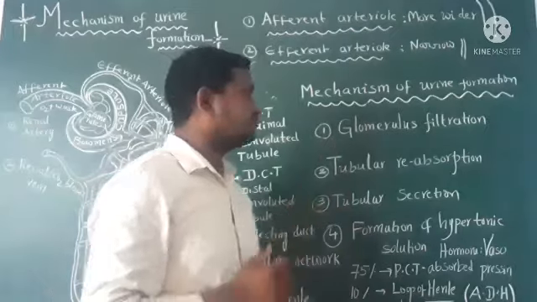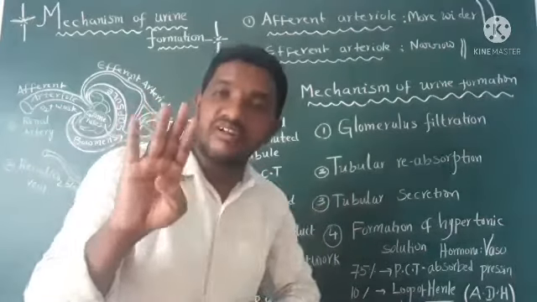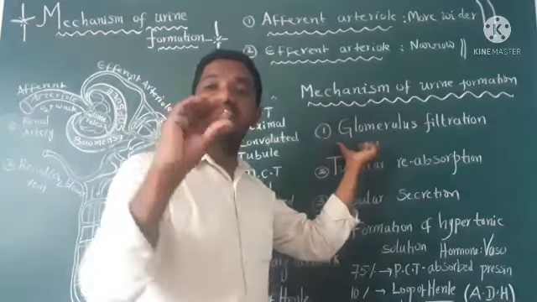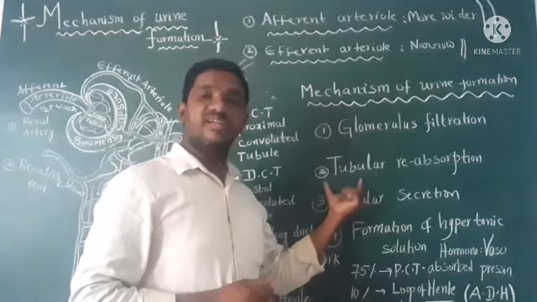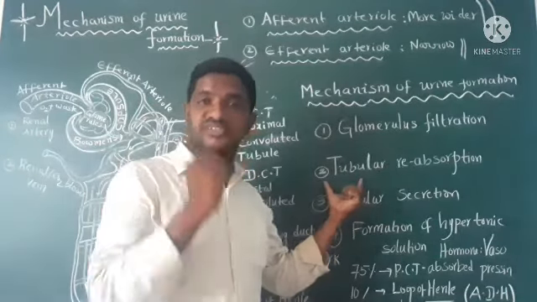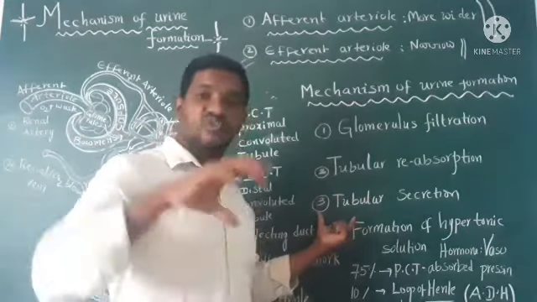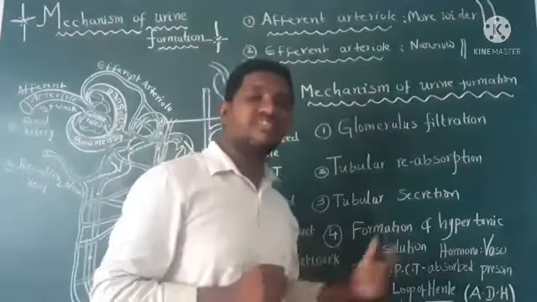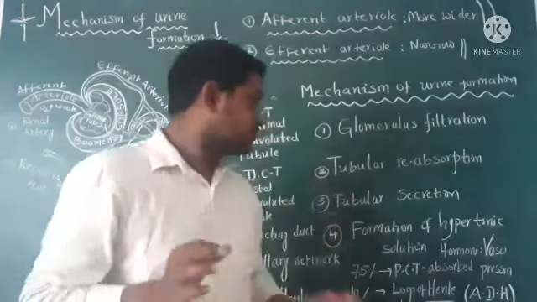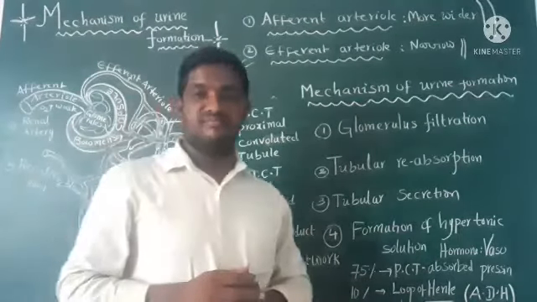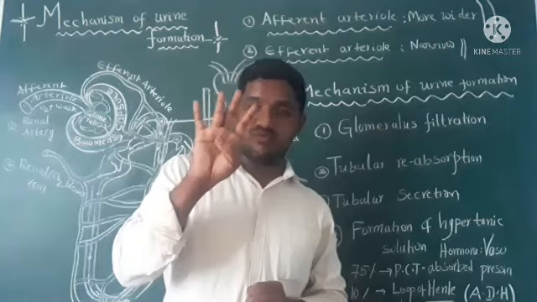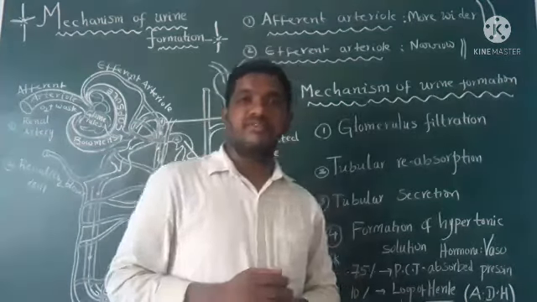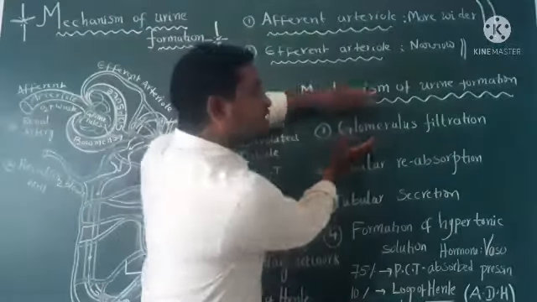Once again, there are four steps involved in urine formation. First is glomerular filtration, second is tubular reabsorption, third is tubular secretion, and fourth is formation of hypertonic solution. These are the four stages. What is the first one? Glomerular filtration.